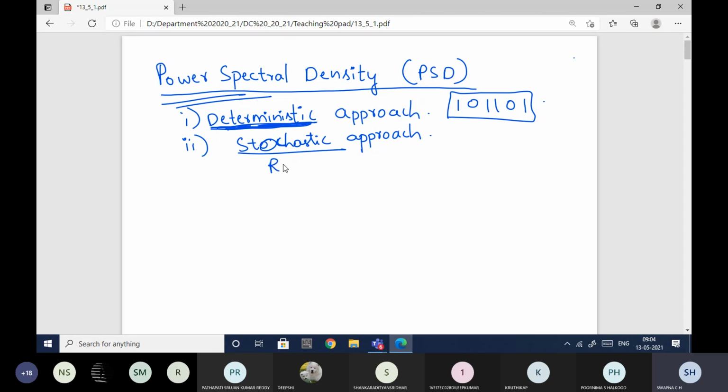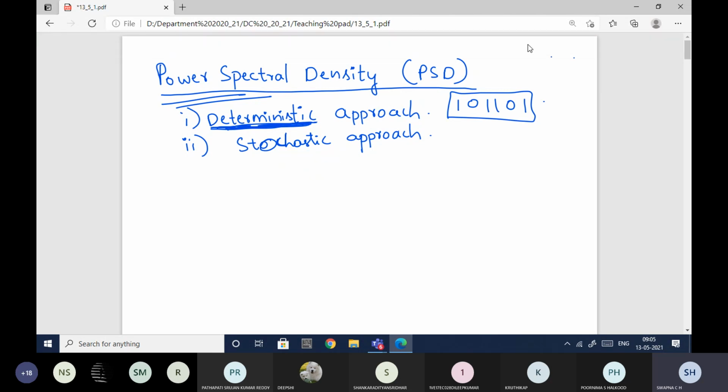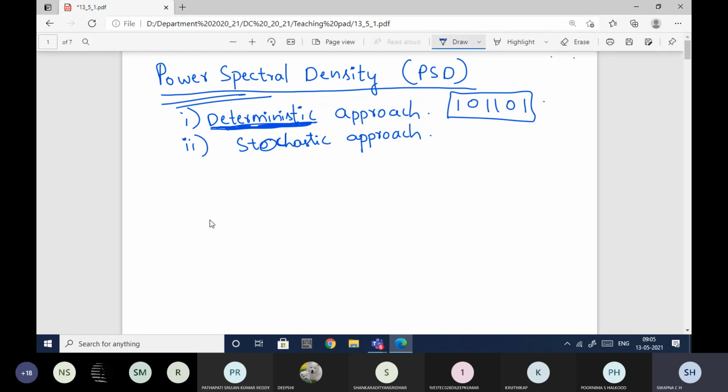The stochastic approach is also said to be the random approach. In this random approach, we will not know what data is coming to us. See, here I'm talking; the receiver will not know what I'll be speaking. You can estimate it, but exactly, the receiver will not understand what I'm speaking. So that is the random or stochastic process. The deterministic process we are not interested in. We are interested in the random process, because in communication we will not know what exactly is being transmitted. That is the reason we have to go with the stochastic approach only.